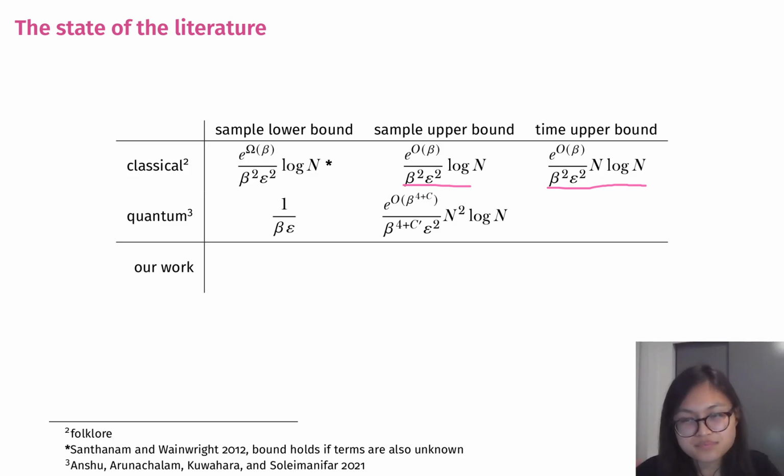And there's a corresponding matching lower bound. The lower bound is not for the same problem. The lower bound is for the problem where the terms are also unknown, but fundamentally this is like the optimal algorithm.